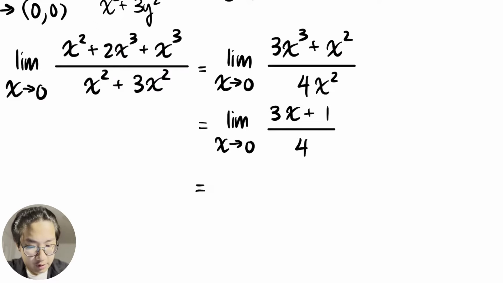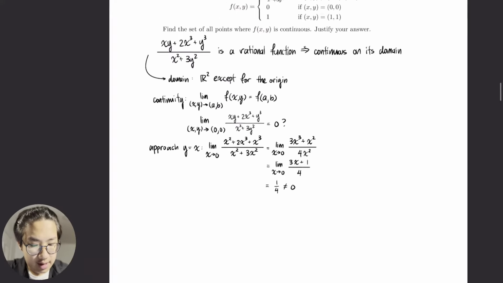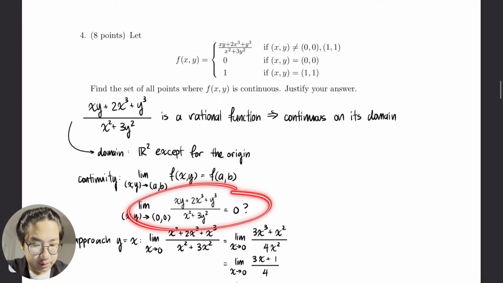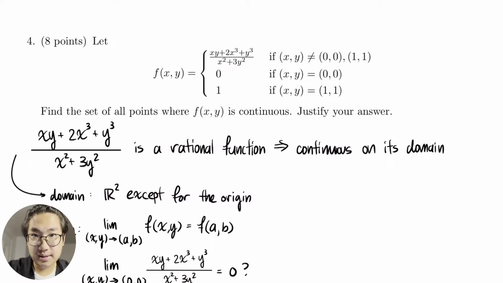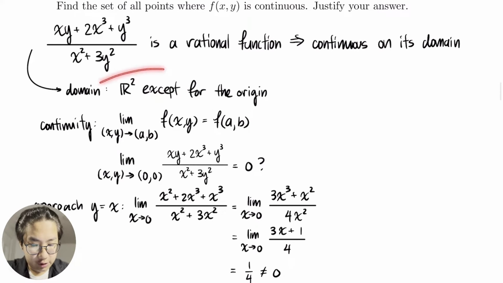And here we have no problems. There's no x in the denominator, so we can directly substitute x equals 0. So we have 3 times 0 plus 1, or just 1 over 4. But what you'll notice is this is indeed not equal to 0. So this statement does not hold. Hence, we can conclude that at the point 0, 0, our function is not continuous. So this holds true so far.